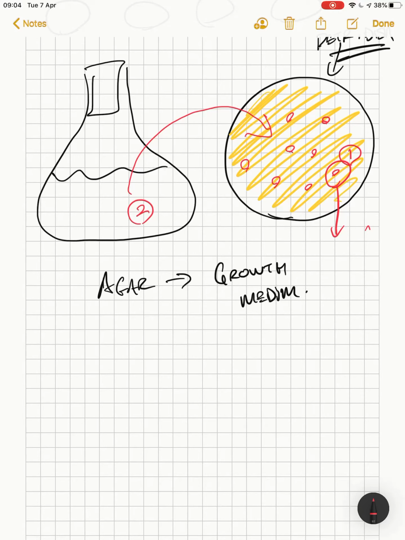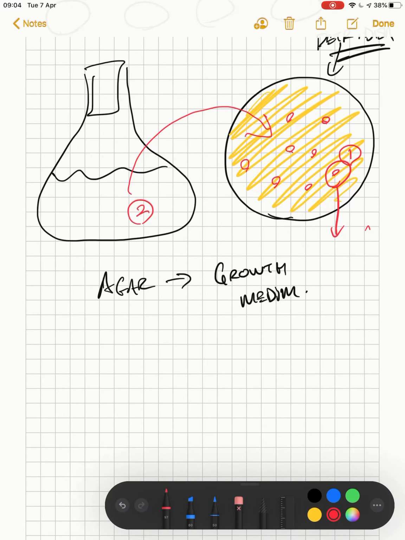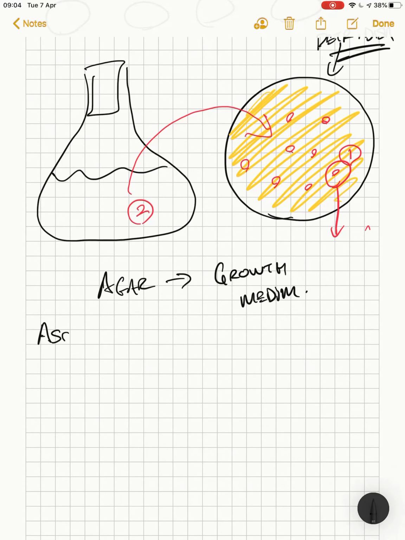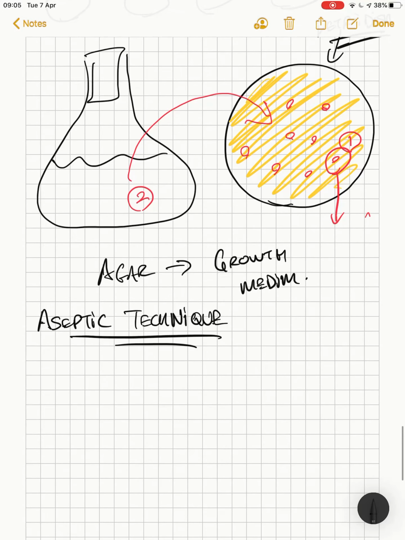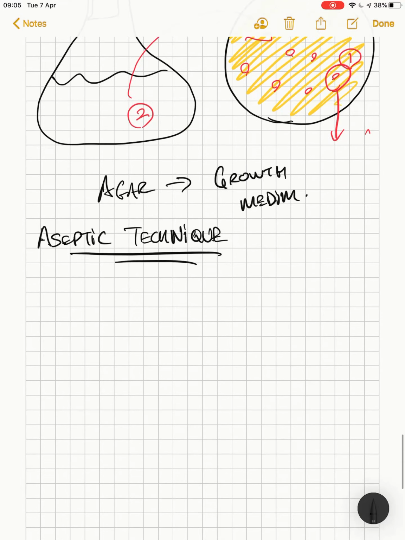So if we're having a look at the technique, the practical, we've got to be able to use something called aseptic technique in order to grow the correct bacteria and not get any contaminants. And contaminants just basically means you've got other microorganisms. This might not necessarily be bacteria. Quite often it's mold or fungus, or it might be other types of microorganisms that are in the air, on surfaces.